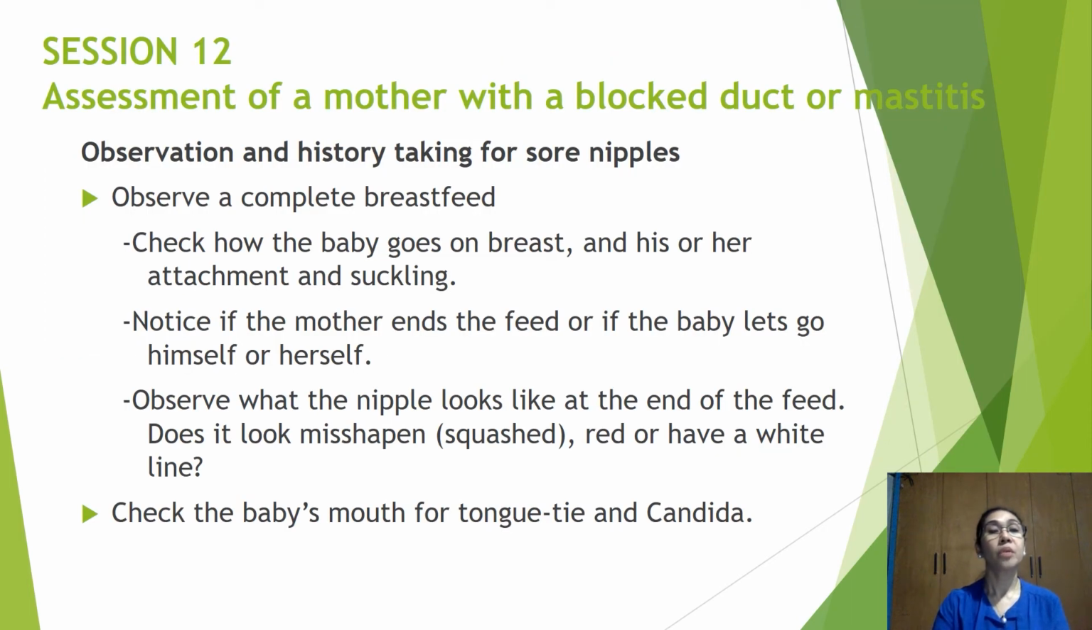So, observation and history taking for sore nipples. We have to observe a complete breastfeed. You have to check how the baby goes on the breast and his or her attachment and suckling. Notice if the mother ends the feed or if the baby lets go himself or herself. Observe what the nipple looks like at the end of the feed. Does it look misshapen or squashed, red, or have a white line?